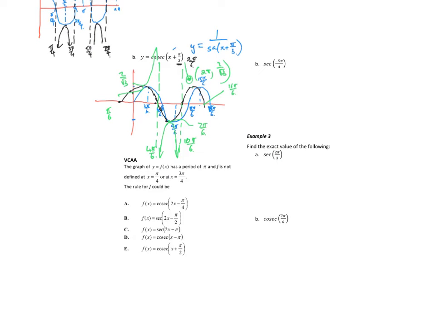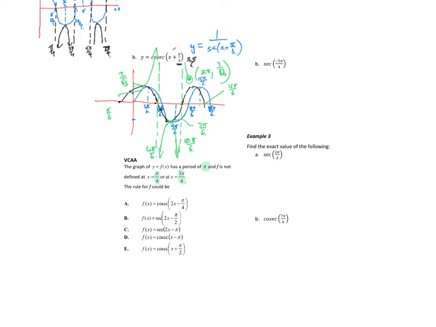All right, so let's keep working on the multiple choice question. The graph of f(x) has a period of pi and f is not defined at x equal to pi on 4 or at x equal to 3 pi on 4. So period of pi, what does that mean? Let's go: a period of pi and their asymptotes.